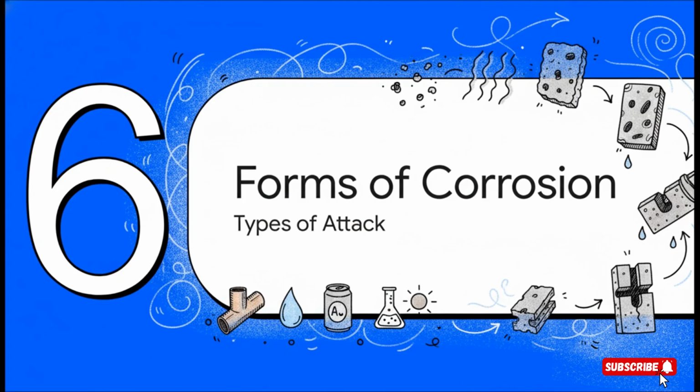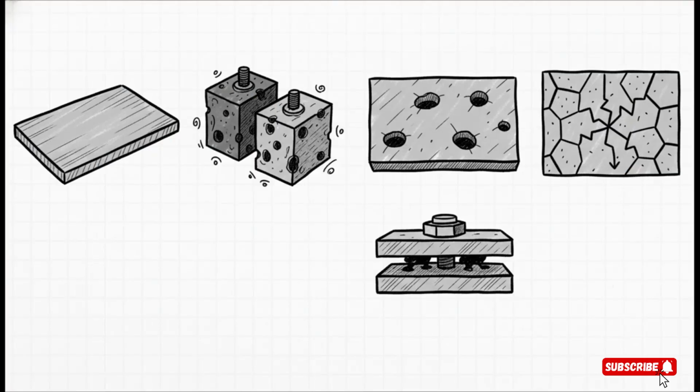Okay, for our final section, let's move from the theory to what we can actually see. Corrosion doesn't always look the same. Depending on the metal, the environment, and the specific mechanism at play, it can show up in several very distinct forms. You might see a uniform attack, where the metal loss is just spread evenly across a big surface.